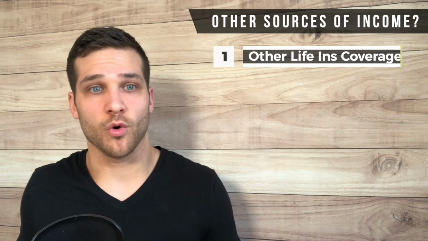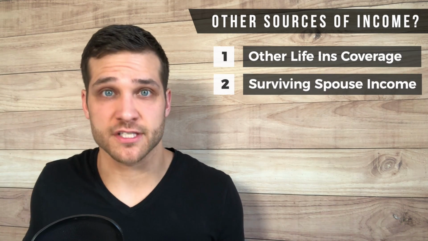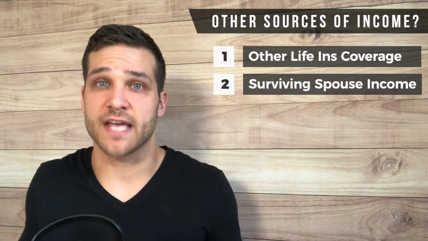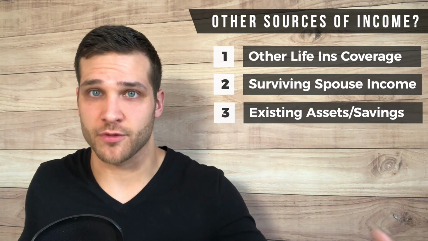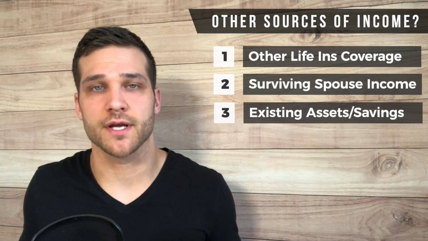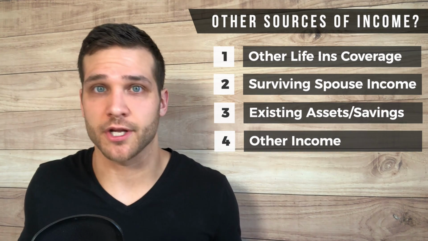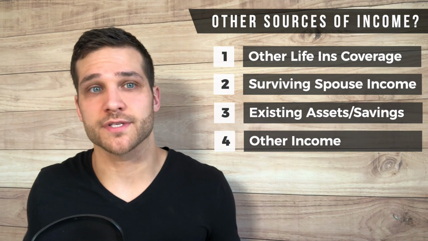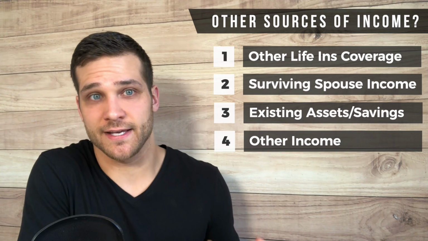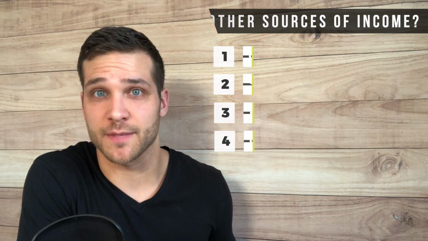But some of those needs may already be met through other measures, like other life insurance policies or anticipated income from the surviving spouse, or savings stored away, whether that be through a retirement account or an investment account, maybe income through Social Security or pension. These are all going to reduce the amount of life insurance that you need since some of those needs are already going to be covered.